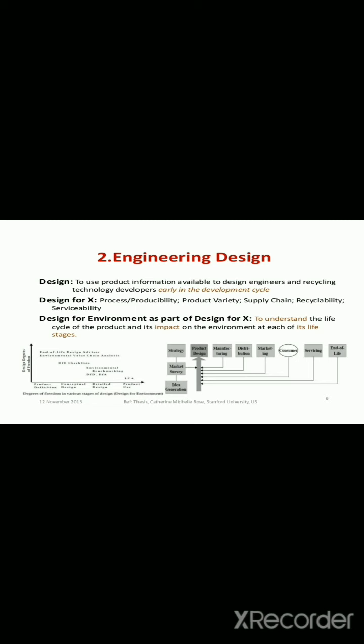Next point is design for environment as a part of design, to understand the life cycle of the product and its impact on the environment at each of its life stages. So this is the diagram regarding our environmental strategy, engineering designs, and all our systems used for environmental growth.